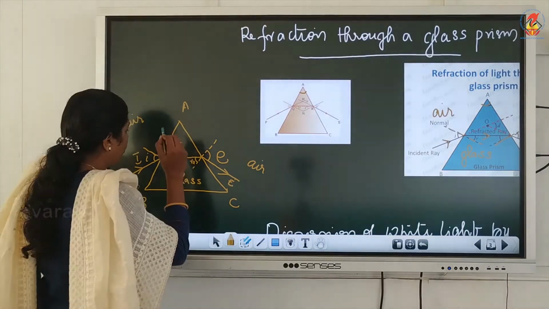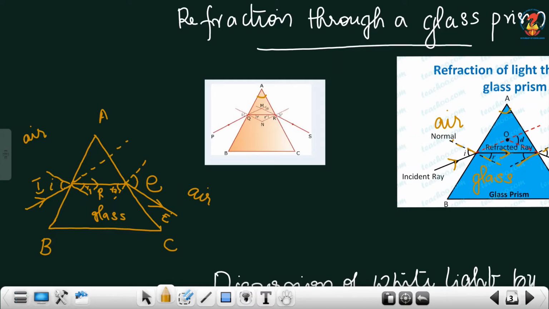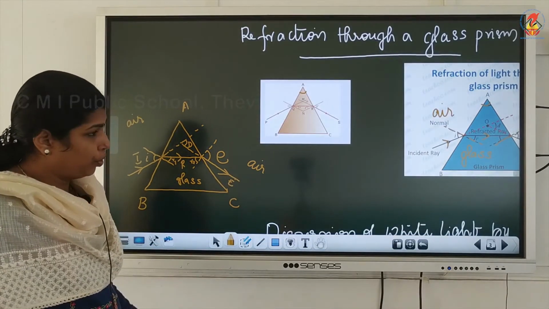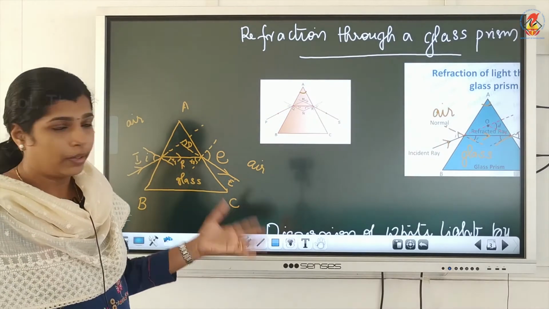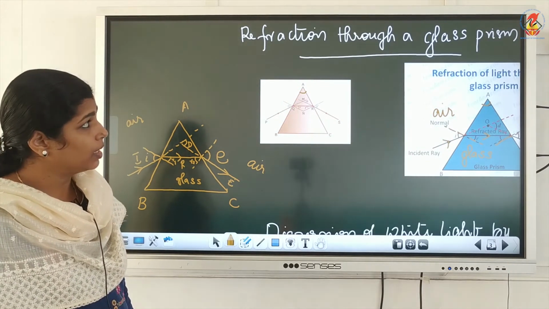So, what we will do is extend the incident ray and extend the emergent ray also. This angle is known as the angle of deviation. This activity is there for you to do, and you have to do it on a paper and paste it in your record. That's about the refraction through a glass slab and glass prism.